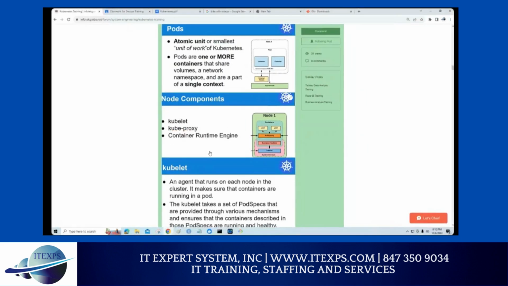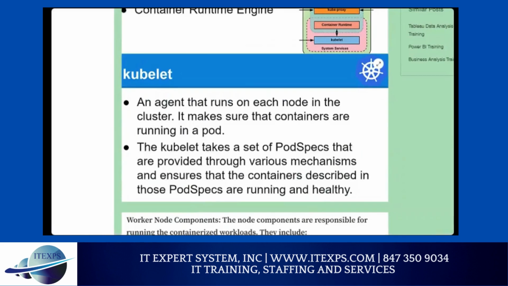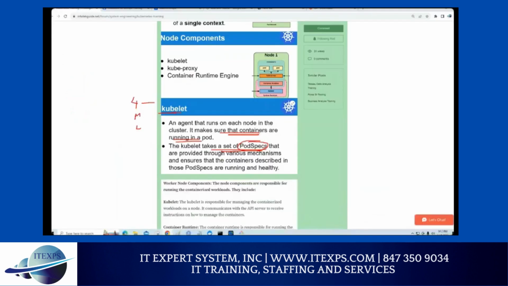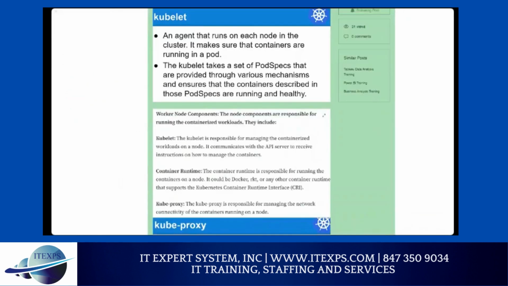Kubelet is the agent that runs on each node. It makes sure the containers are running in a pod, and kubelet takes a set of specifications in a pod specification. Specification is nothing but how many pods I need, what size of memory I need, what kind of CPU I need. Those are specifications. I'll show you how to specify that, so that is taken care of by kubelet. We talk about worker nodes, kubelet and all, so I'm not going to go into that here.